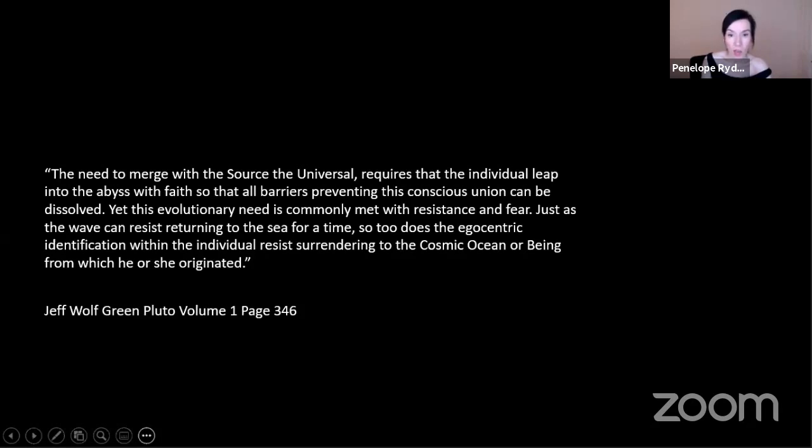The universal requires that the individual leaps into the abyss with faith, so that all barriers preventing this conscious union can be dissolved. Yet this evolutionary need is commonly met with resistance and fear. Just as the wave can resist returning to the sea for a time, so does the egocentric identification within the individual resist surrendering to the cosmic ocean of being from which he or she originated.